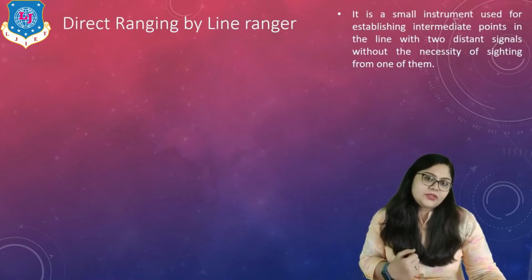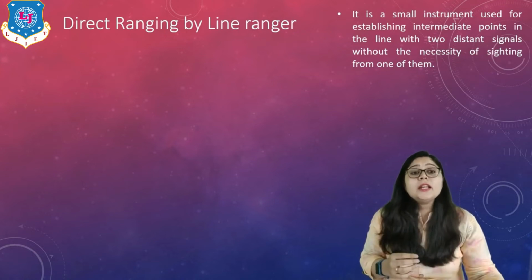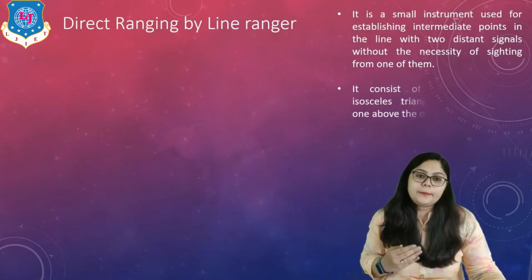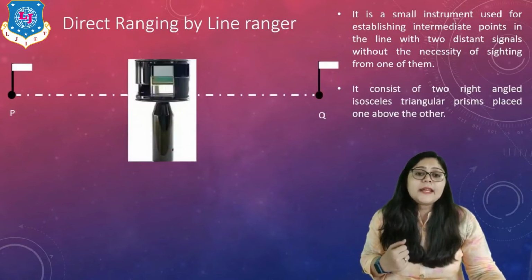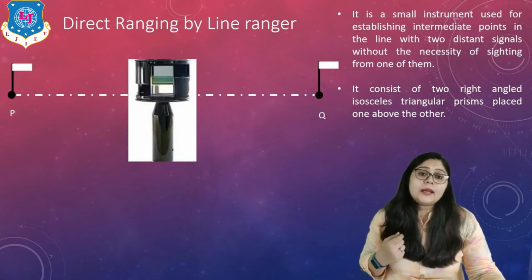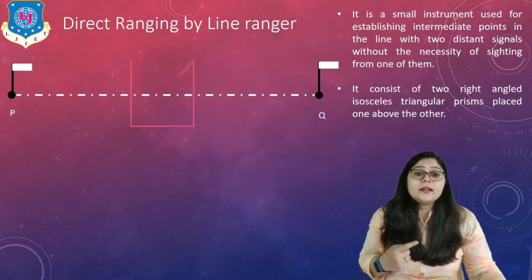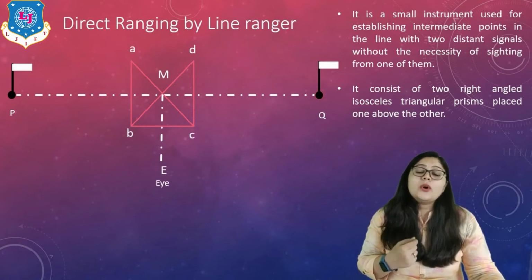Now let's discuss the second type, which is direct ranging by line ranger. Again, a small instrument is used for establishing intermediate points between two distant signals without the necessity of sighting from one of them. Generally it consists of two right-angled isosceles triangular prisms placed one above the other. Here on screen you can see a line, and stations P and Q are there. A small instrument like this is used, where from I can identify whether these two points are on a line or not.